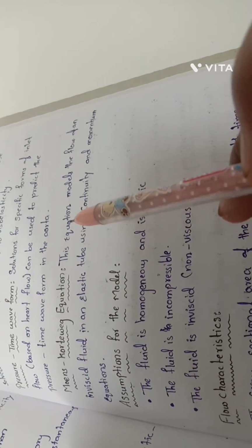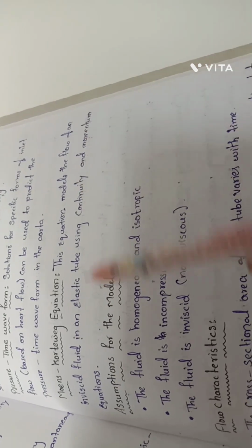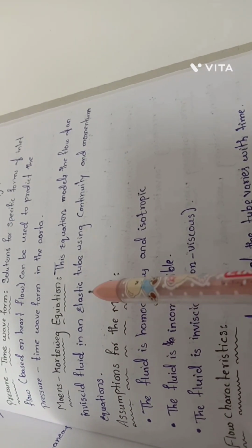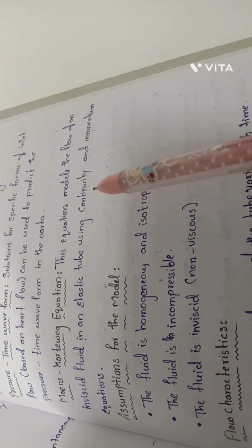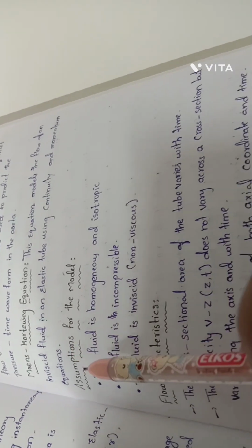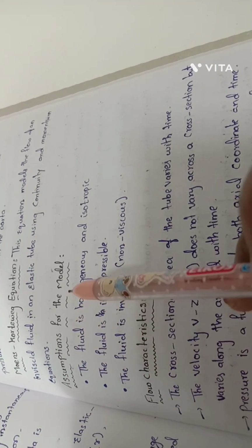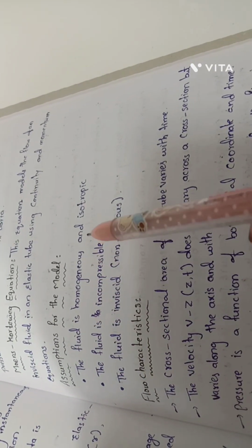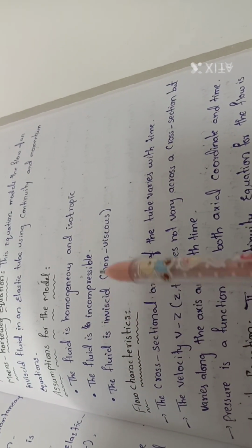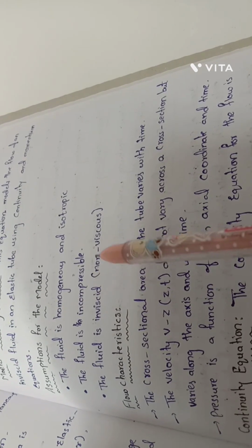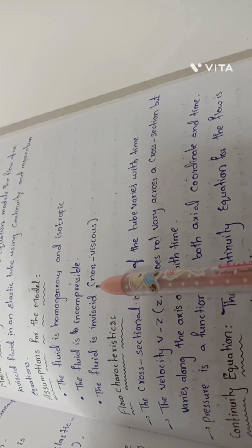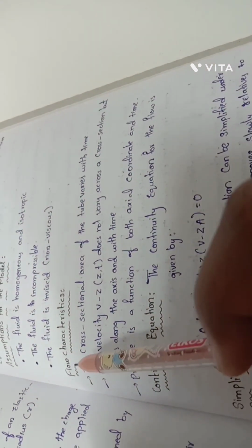Moens-Korteweg equation. This equation models the flow of an inviscid fluid in an elastic tube using continuity and momentum equations. Assumptions for the model. The fluid is homogeneous and isotropic. The fluid is incompressible. The fluid is inviscid, non-viscous.